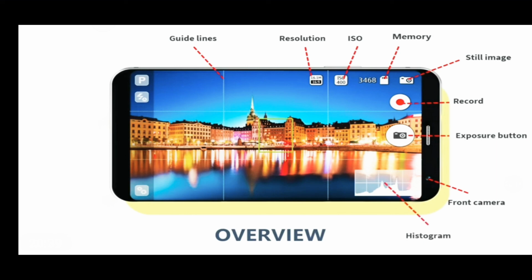Some phones will also display what is known as a histogram. This is a much more advanced setting. This will show you your exposure values. So this is something for a much more advanced stage. We can use the histogram to read the exposure without even having to look at the image to make sure that everything is correctly exposed.